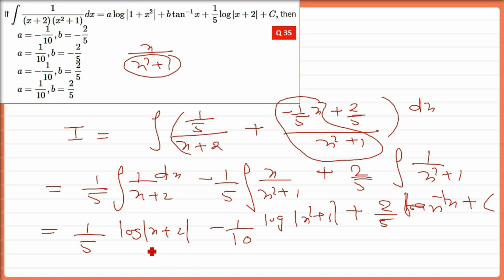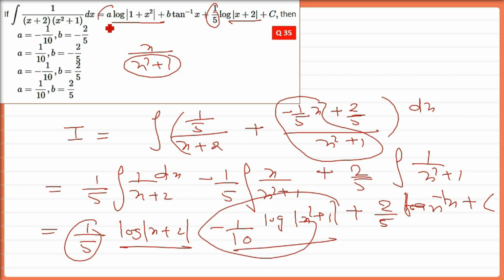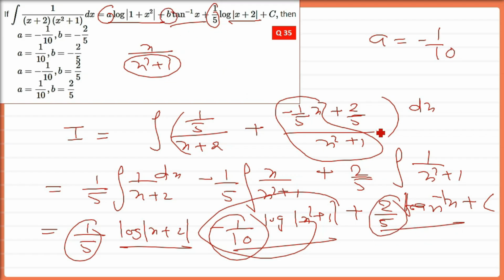Now let's match it. Log of x plus 2 here: yes, 1 by 5 is there, so 1 by 5 is already there and we don't have to do anything. We have to find out A and B. Remember, now we have negative 1 by 10 log of x square plus 1. So log of x square plus 1, this one: A is matching negative 1 by 10, so A is negative 1 by 10. Now tan inverse has 2 by 5 in front of it, so B tan inverse x: B is 2 by 5. B becomes 2 by 5. A and B we got. This is what you can match.